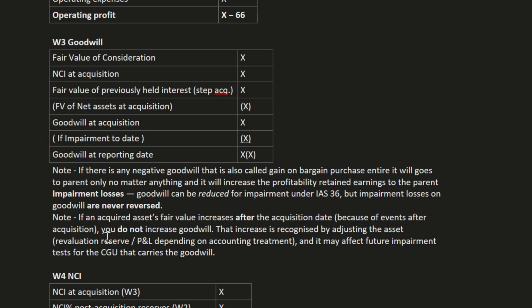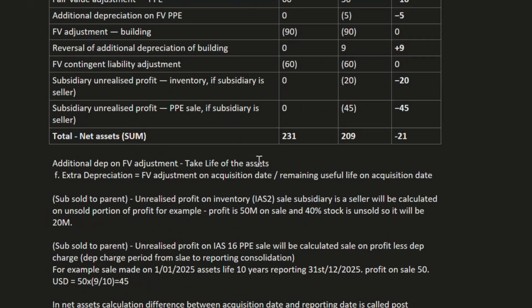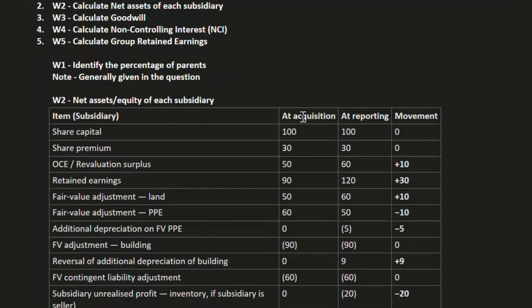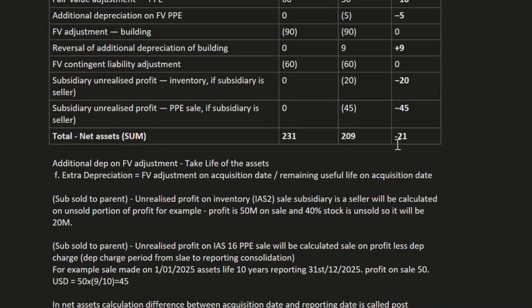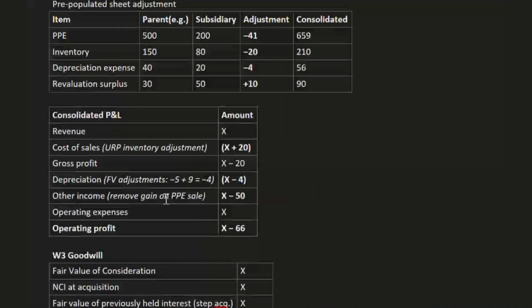So here, if any acquired asset's fair value increases after the acquisition date, here is the net asset at reporting date and at acquisition date. So the movement they are talking about here, 21.